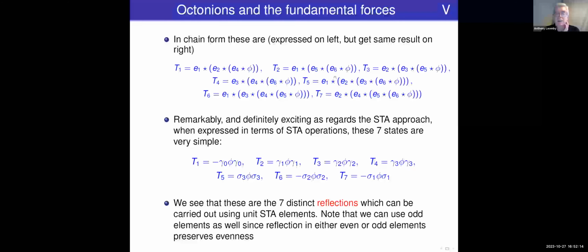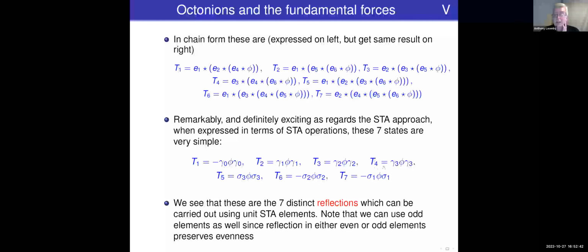There's 4 things that have 3 elements at the left in the chain, and then 3 things that have 4 things at the left. Now, they look very hard to interpret, but remarkably, and I'd say definitely exciting as regards the STA approach, is that when you express these in terms of STA operations, the 7 states is very simple. T1 from here is minus gamma naught phi gamma naught.